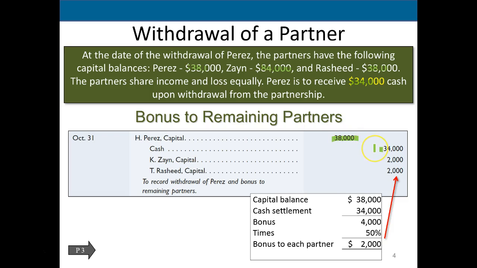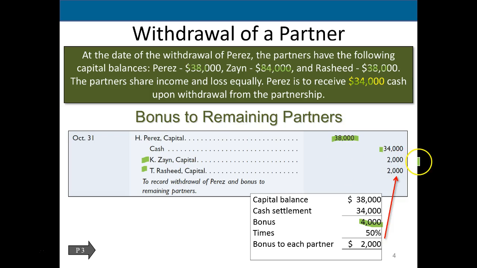And then the 38 minus the 34 means that we have a $4,000 plug that we need to apply somewhere in order for the debits to equal the credits. And we're going to allocate that equally between the capital accounts of the remaining partners. So in this case, the capital accounts of the remaining partners are going to be increased because we're crediting those capital accounts in order to even out our journal entry.